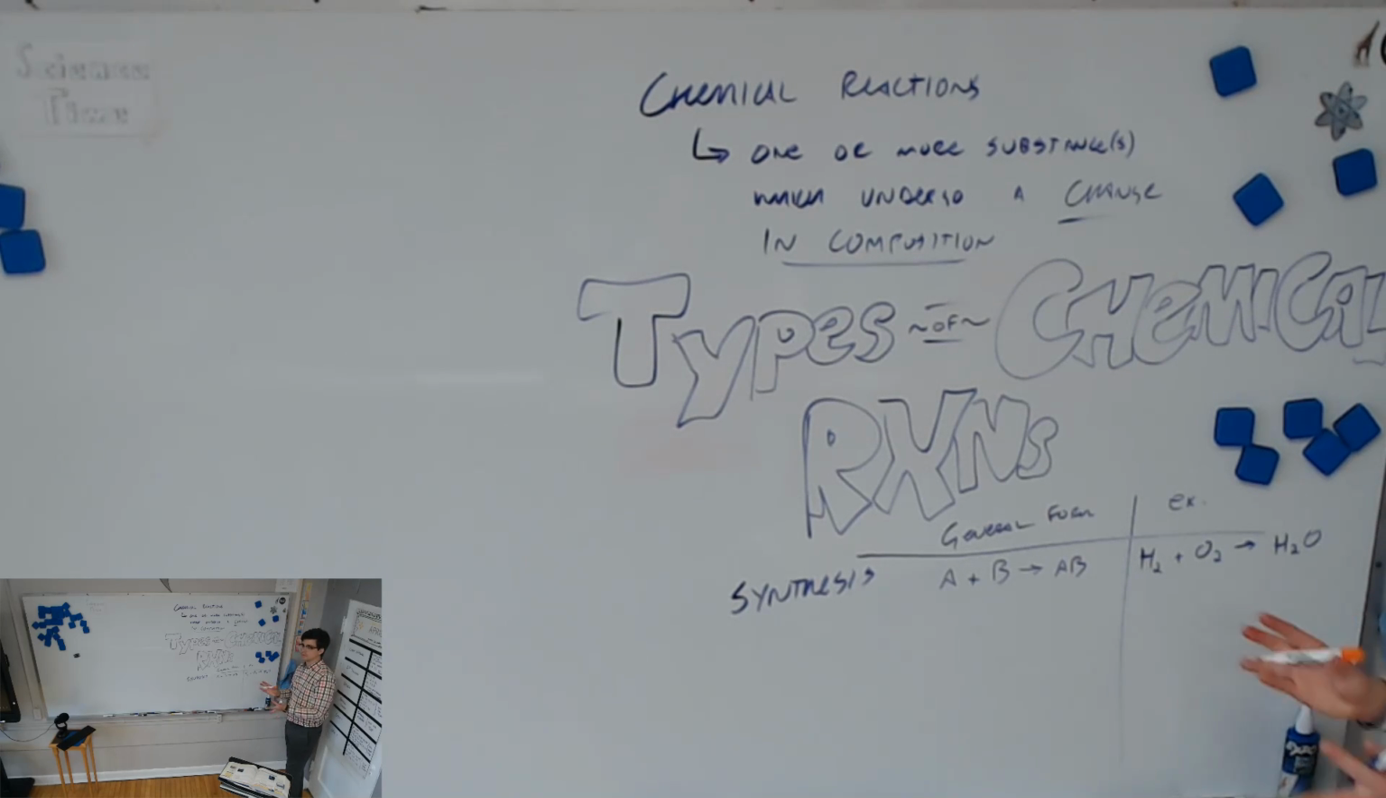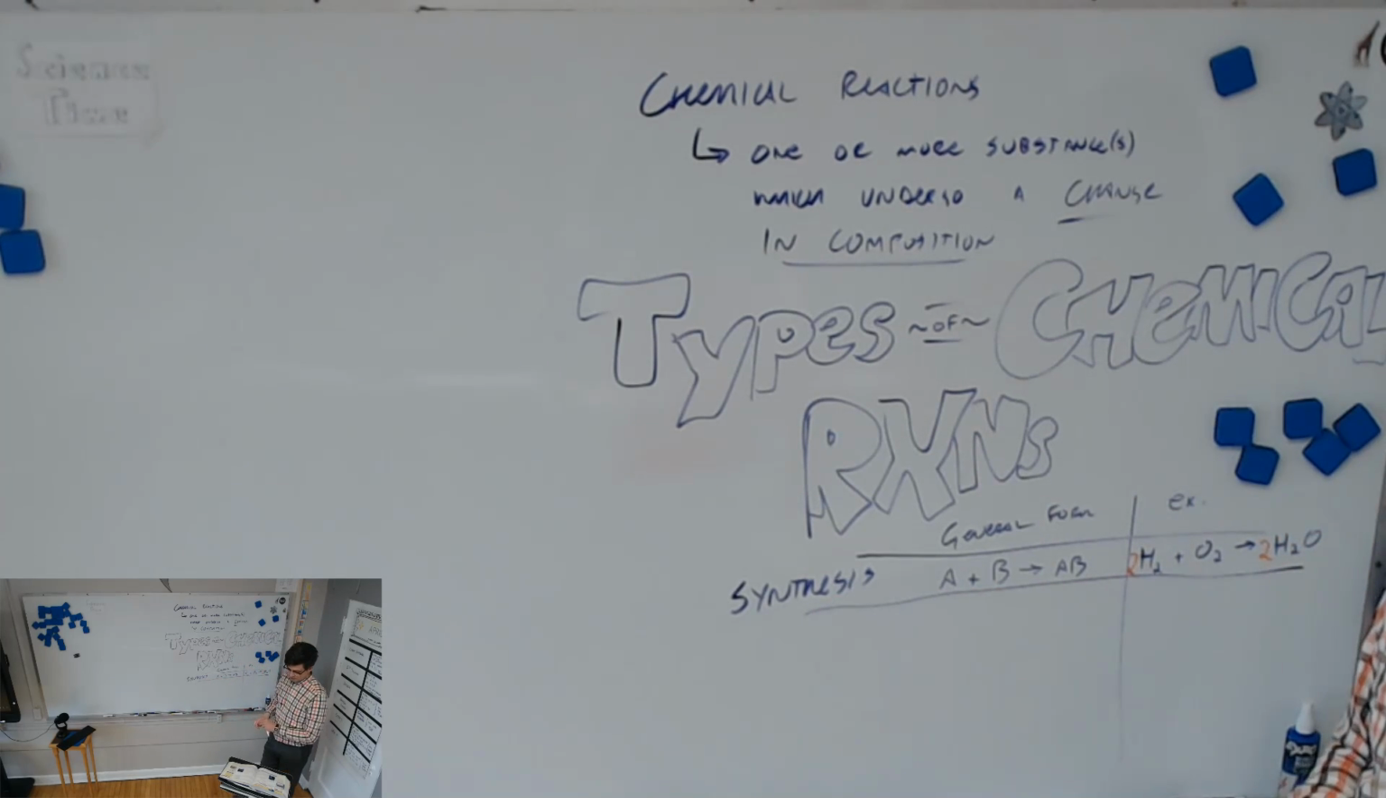Where should I start? Multiply H2O by 2. And that gives us 4 hydrogens. So multiply the H2 by 2. There we go. We have 2 O's, good. 4 H's and 4 H's, good. Okay. That's a synthesis reaction.